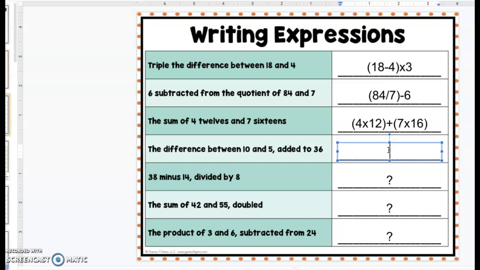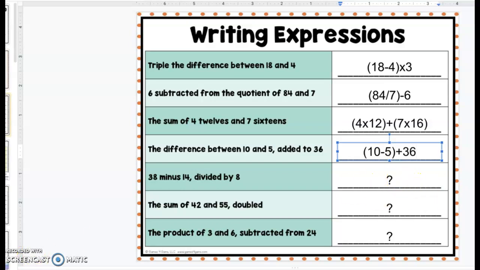The difference between 10 and 5 added to 36. So first I need to look at the first set, and it says 10 minus 5. Now we need to add it to 36, so 36 plus that.